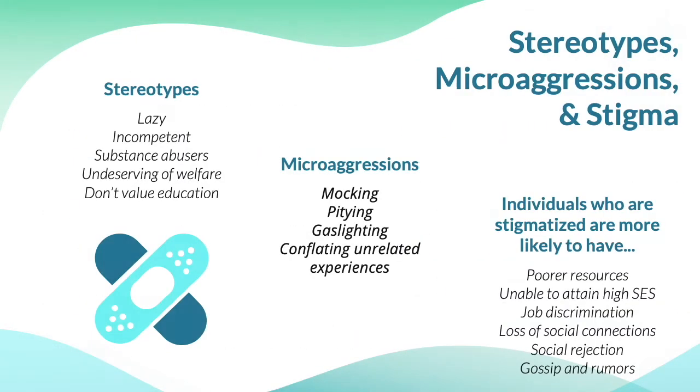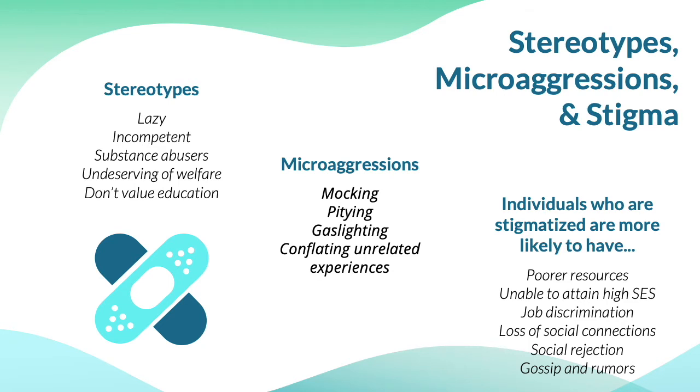On top of the impacts from social determinants on health, people with low SES have to face stereotypes, microaggressions, and stigma based on their social class. These become an additional burden that can impact their health and well-being negatively. For example, low-status individuals are stereotyped as lazy and incompetent, substance abusers, undeserving of welfare, and do not value education. These stereotypes can cause bias that results in families with low SES being treated very differently from those with higher SES. Microaggressions are another aspect of low SES that individuals often face.